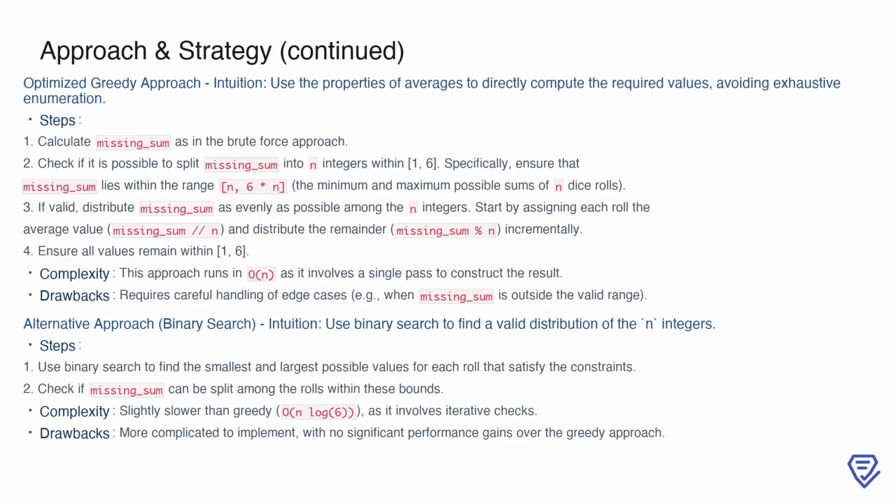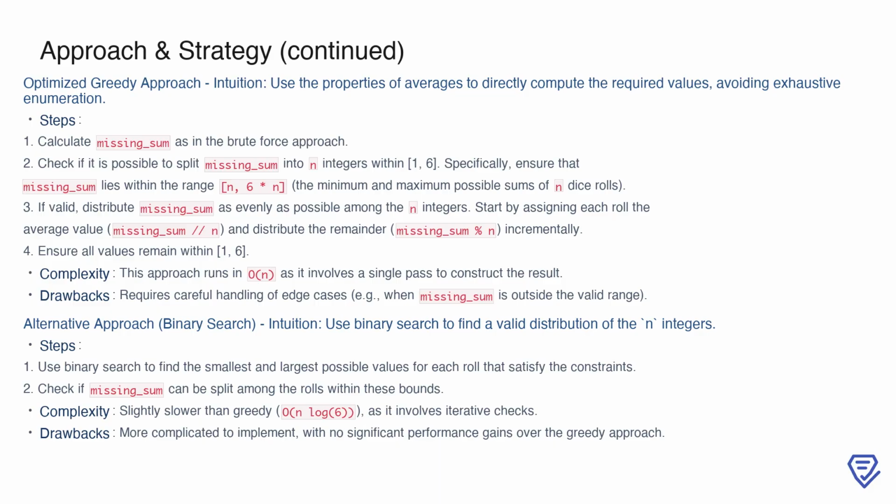The key insight here is to directly compute the required values by leveraging the properties of averages, thereby avoiding exhaustive enumeration. We start by calculating missing_sum, just as we did in the brute force approach. Next, we check whether it is possible to split missing_sum into n integers that fall within the range of 1 to 6. For this to be valid, missing_sum must lie within the range n to 6 * n, which represents the minimum and maximum possible sums achievable with n dice rolls.